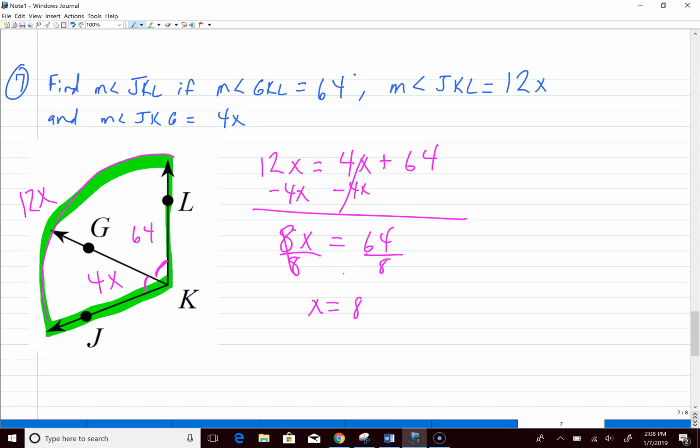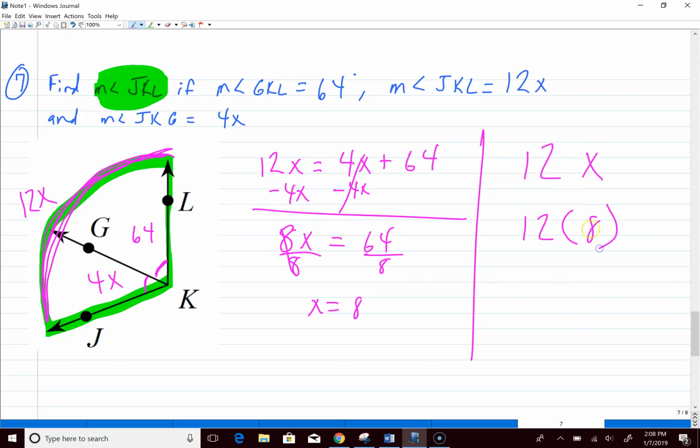Is that the answer? No. Because it didn't ask for find x. It asked for find the measure of JKL. From J to K to L, JKL is the whole thing, remember? How much is the whole thing? The whole angle is 12 times x. How much is x? 8. So it's 12 times 8, because 8 is x. So 12 times 8, that gives us what, 96? Yeah, 96. So the whole angle is 96 degrees.